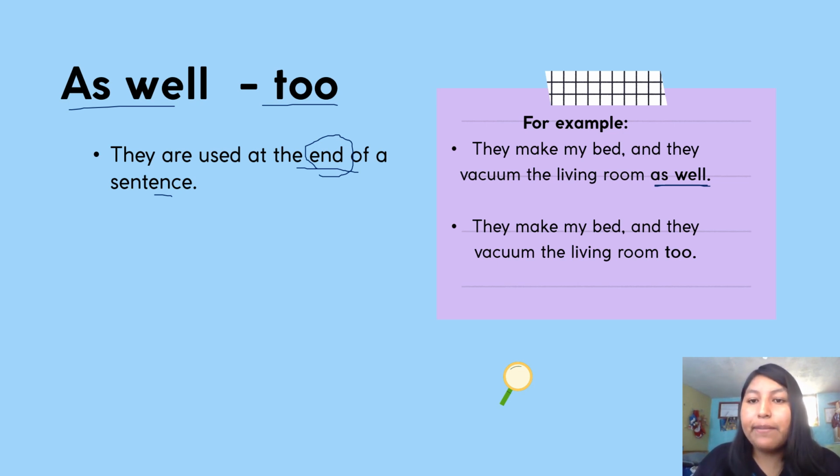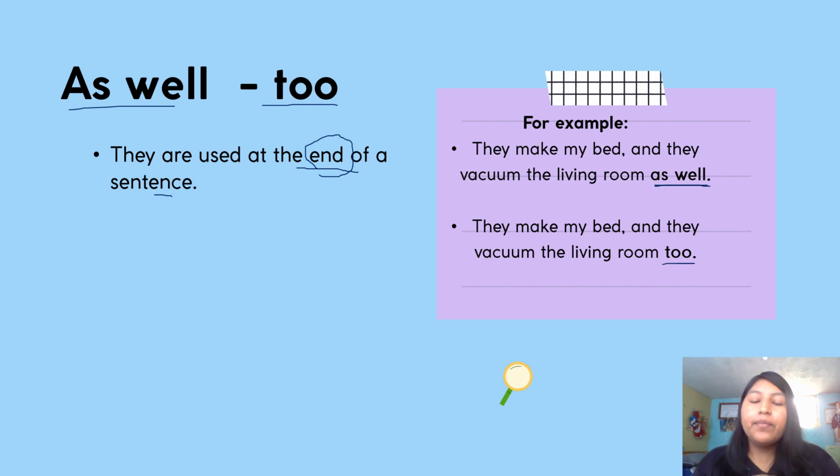So you say, they made my bed and they vacuumed the living room as well. At the end, can you see? They have the same meaning. It doesn't change the meaning if you use as well or too. So you can say, they made my bed and they vacuumed the living room too. Can you see? And it's the same meaning.